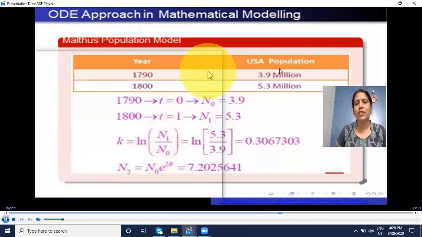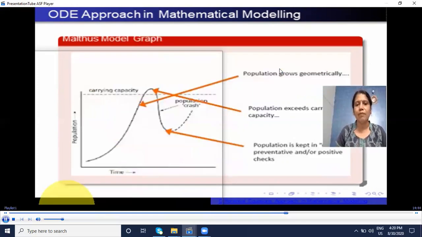By taking this N of t is equal to N naught e power of kt, we can work out the population of USA in 1790 and 1800, that is, in a 10 years duration. This was the difference. How it is varying can be calculated by using our mathematical model. And these results are graphically represented like this.